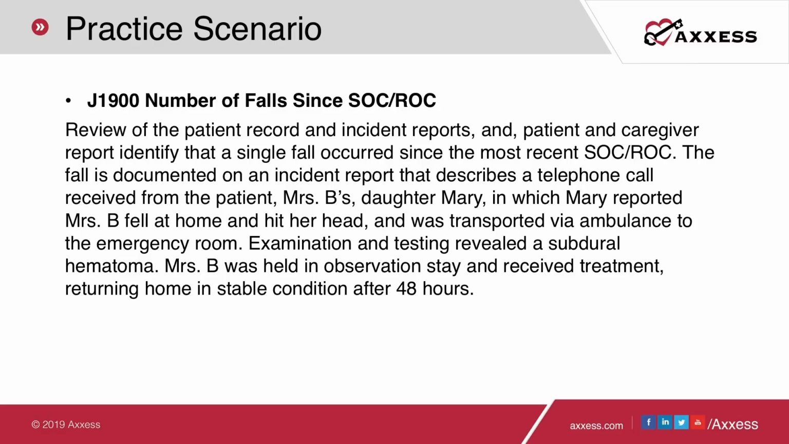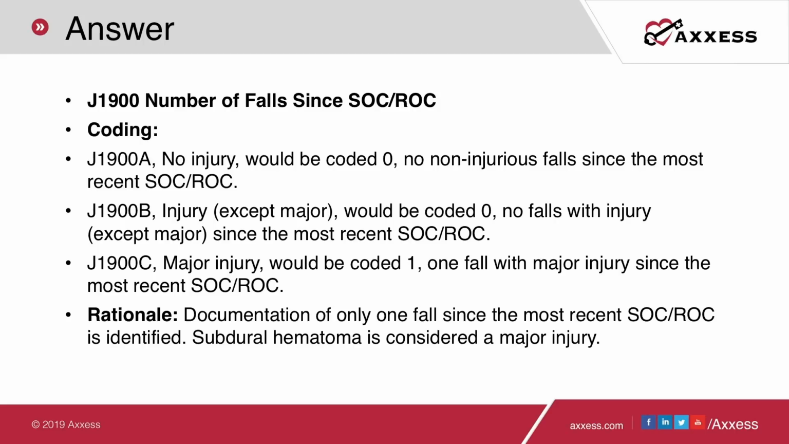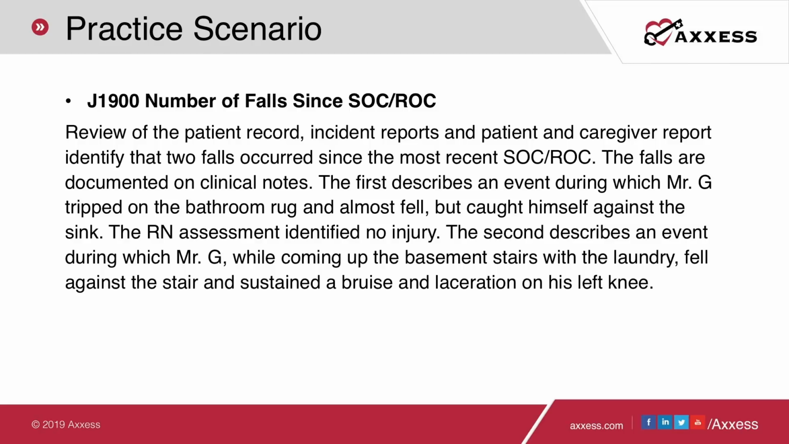How would you code J1900? J1900A would be 0, no injury, because she didn't have any no injury falls. J1900B, injury except major, would also be a 0, but J1900C is where we're going to capture that fall because she had a subdural hematoma, and that's considered a major injury. Okay, let's do one more.